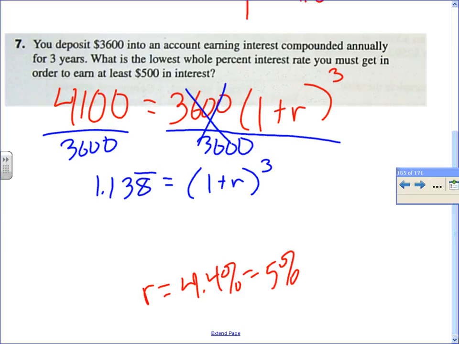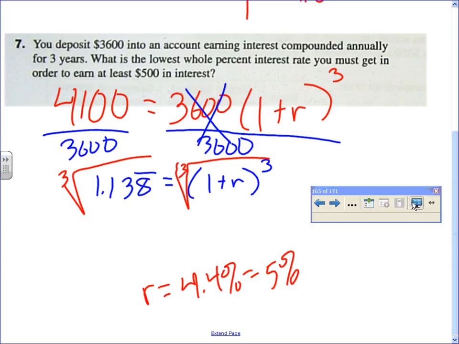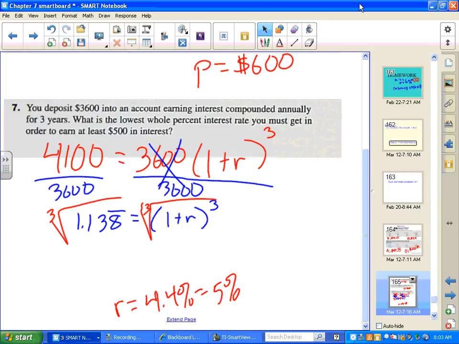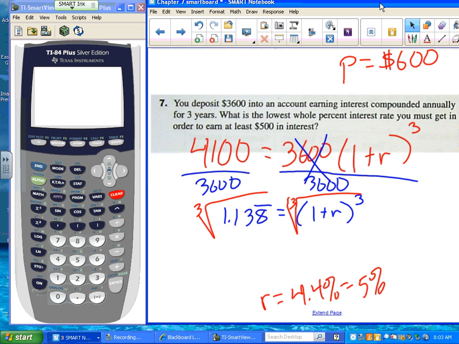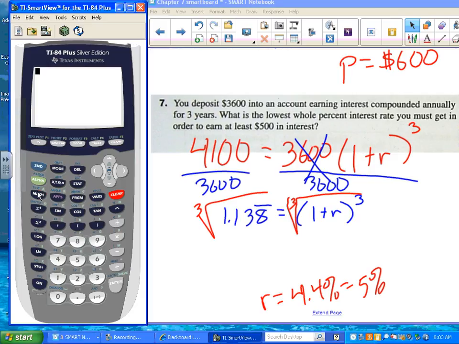To get rid of a square, you take the square root. To get rid of a cube, you take a cube root. Now, I am pushing you 3 years ahead of where you should be. You don't need to know this until algebra 2. I'm going to show you right now on the calculator. Listen. If you go to math, here's the cube root.